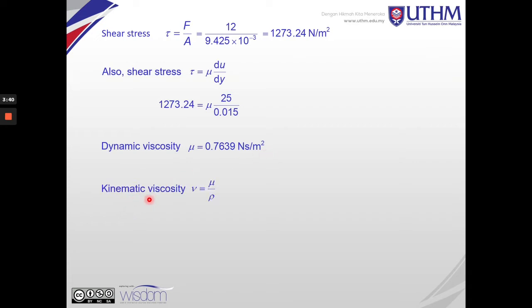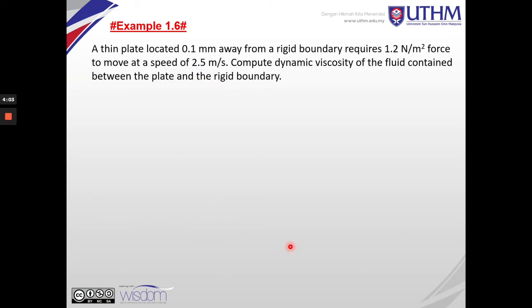And we get the kinematic viscosity using this equation. Kinematic viscosity is equal to dynamic viscosity divided by the density here. So we get the value of 8.30 times 10 power of -4 meter squared per second here. So this is the kinematic viscosity.